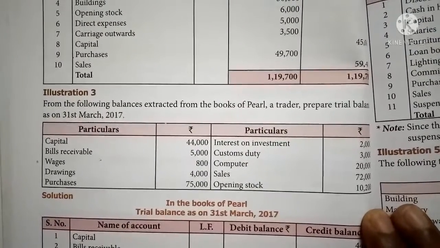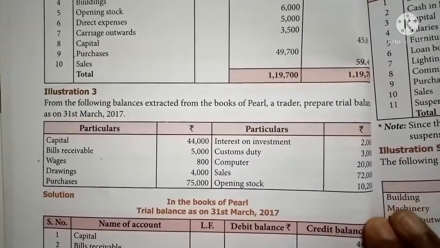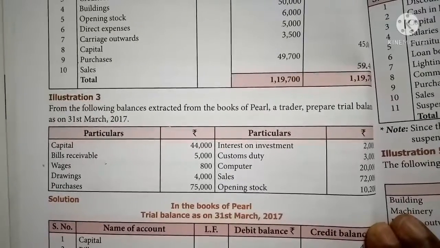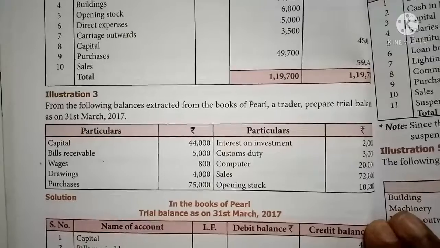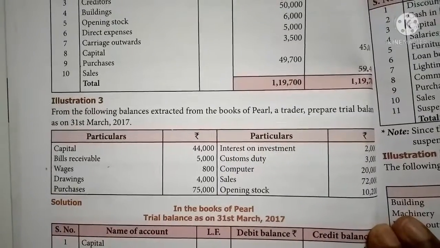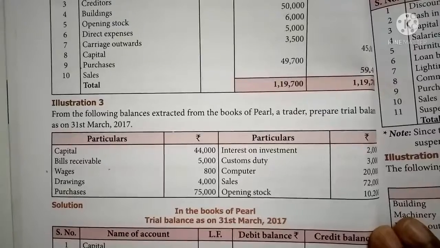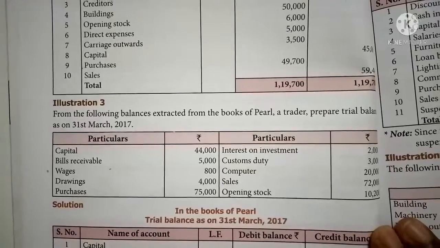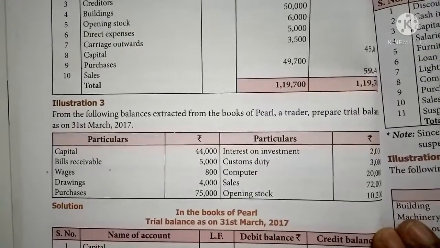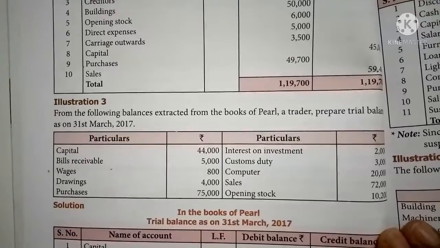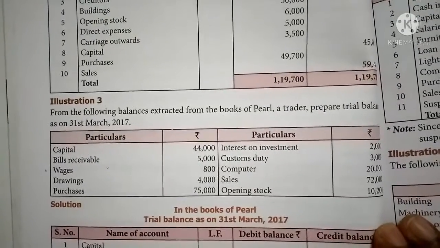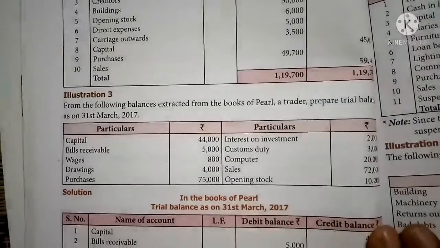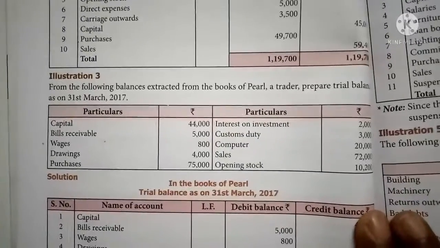In this chapter we already discussed the meaning, definition, features, limitations, and methods of preparation of trial balance, and also the specimen of preparation of trial balance in the previous video. Today we discuss some example sums in order to understand how to prepare a trial balance in a business concern. Trial balance is one of the statements prepared by the business concern to check the arithmetical accuracy of the ledgers in a business.